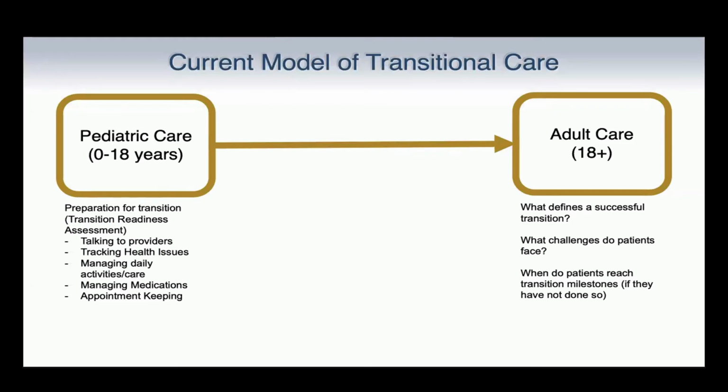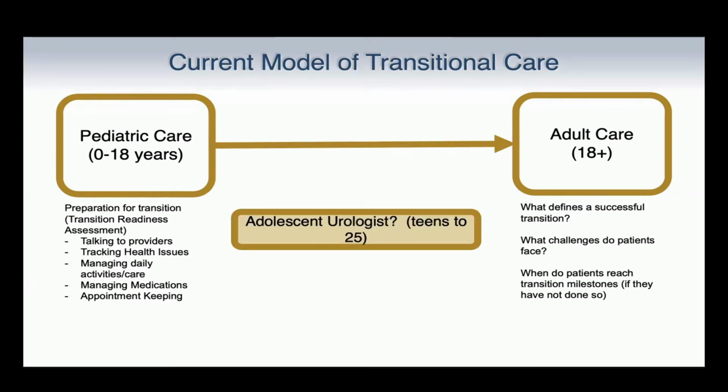Now, this model is not perfect, and part of the reason is that during the transition time, the teenage years, there are a lot of social, emotional, and neurodevelopmental changes for patients. Some in the field of transitional urology would even argue for the need for an adolescent urologist, who takes care of teens to young adults until 25, for example, so that when they are transitioned, it is not during those teenage years or critical time.